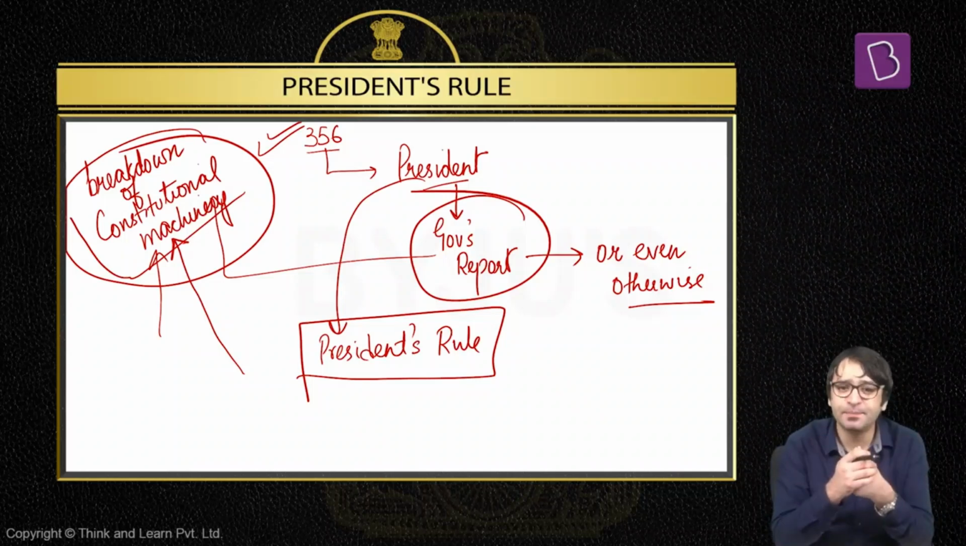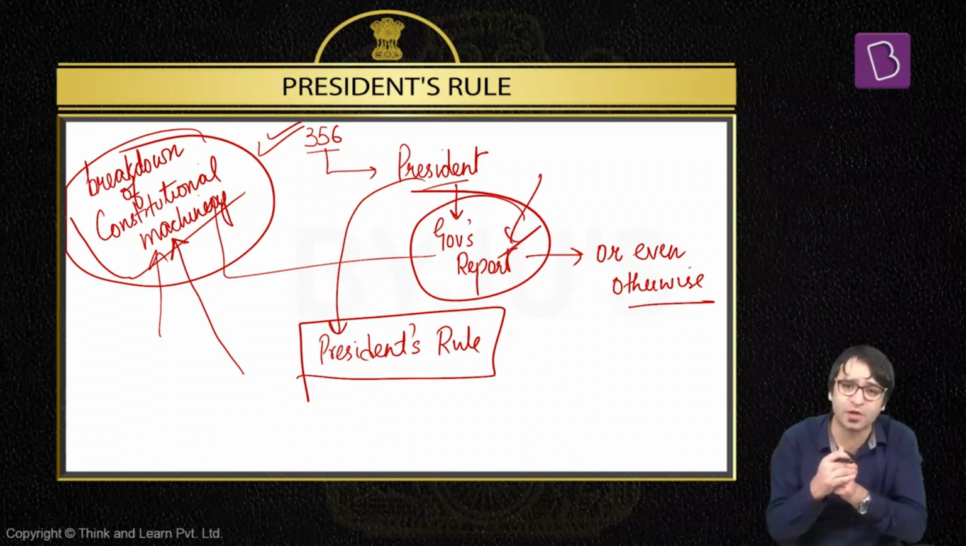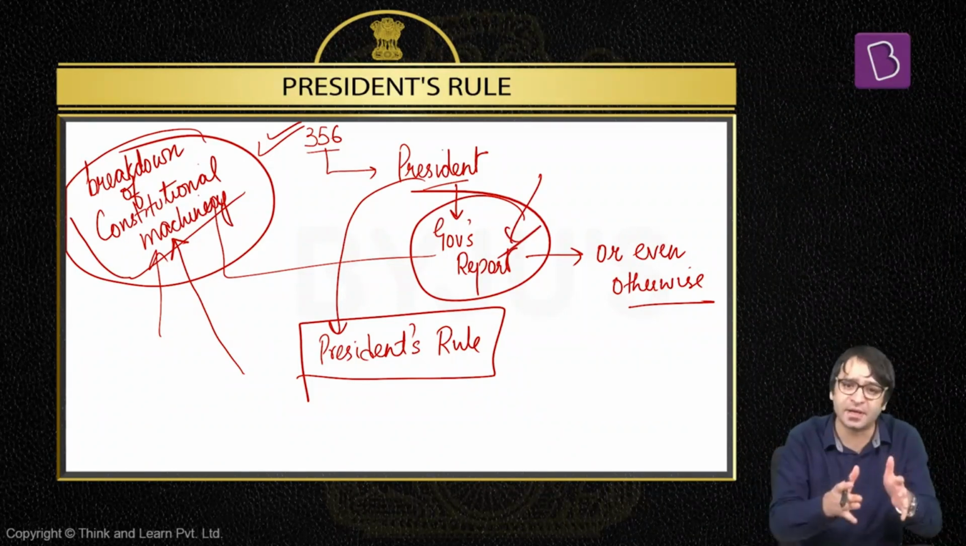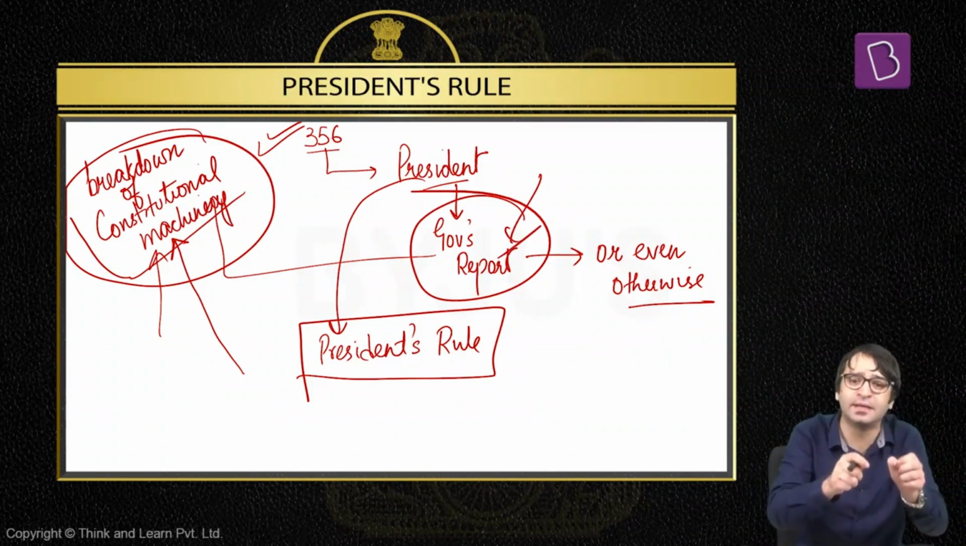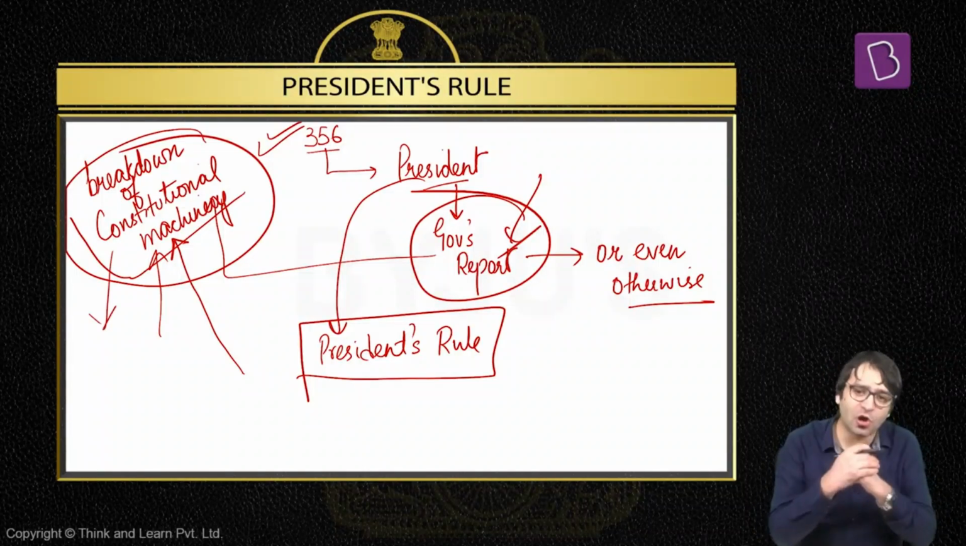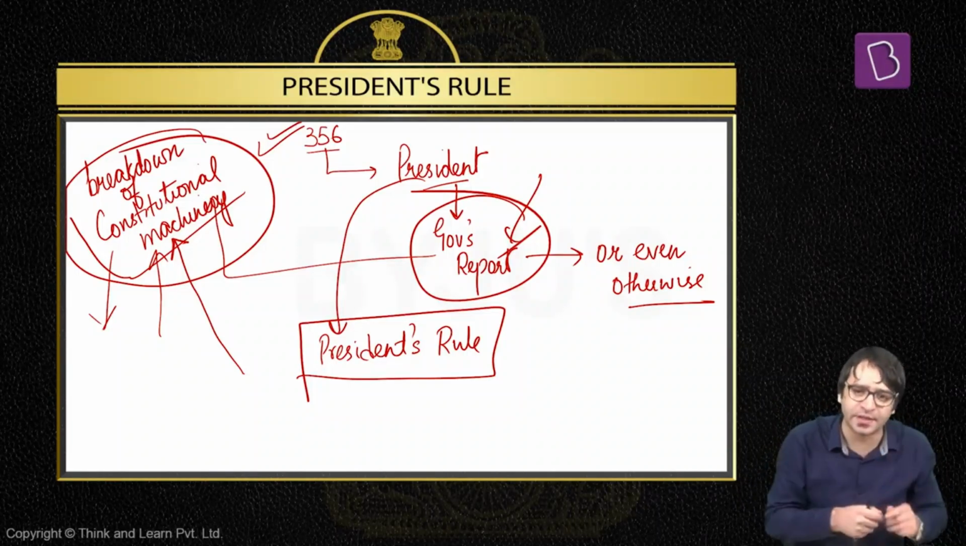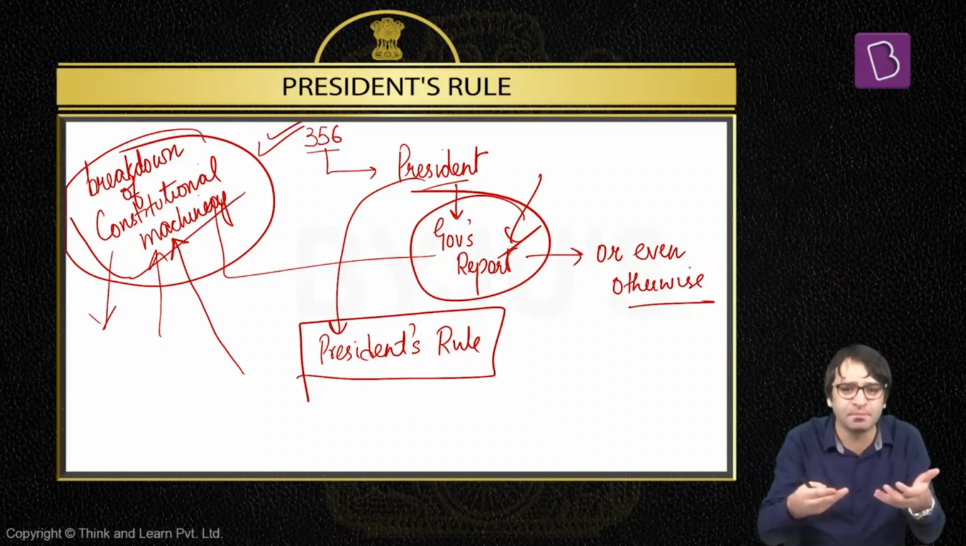But then how will the president be satisfied? There may be an intelligence report, there may be a RAW report, there can be any other report, not necessarily a governor's report, which will satisfy the president that there is breakdown of constitutional machinery, and impose president's rule in that state. This is Article 356. That is how president's rule is imposed. Point number one, there is no definition of what is breakdown of constitutional machinery. The Constitution does not define this phrase, breakdown of constitutional machinery. But park your thoughts, I'll explain slightly later what we mean by breakdown of constitutional machinery.